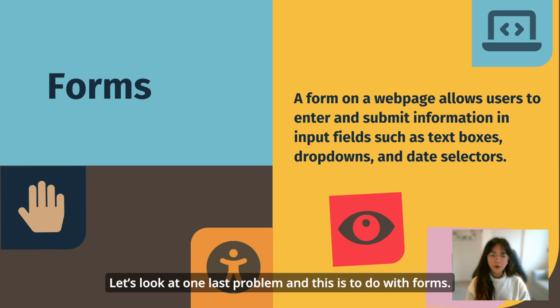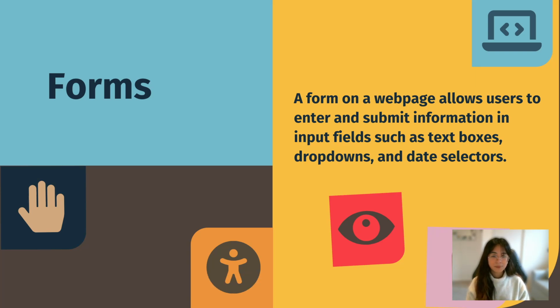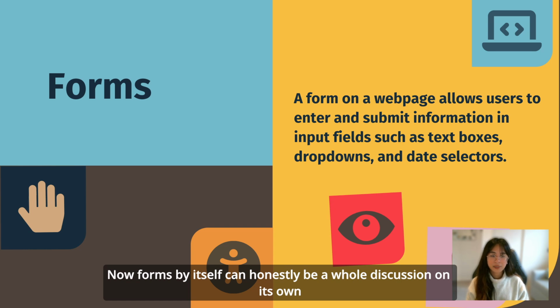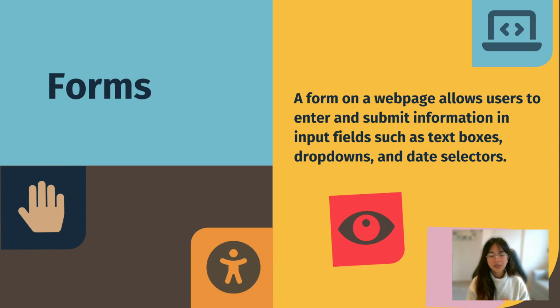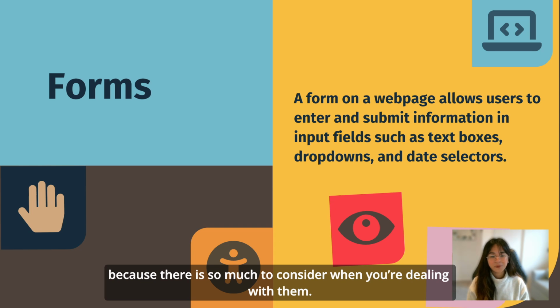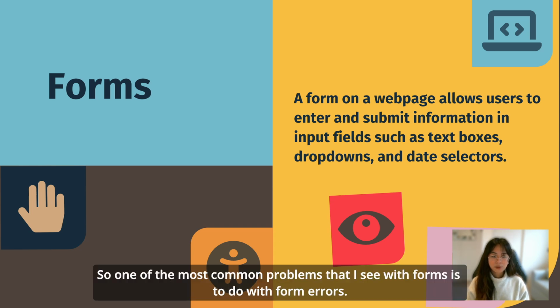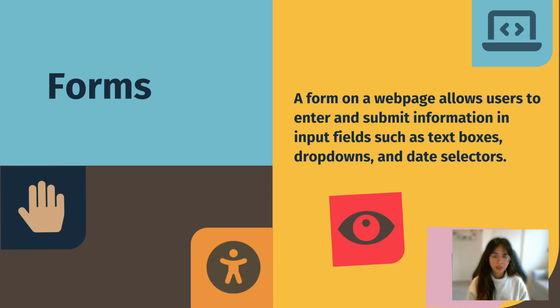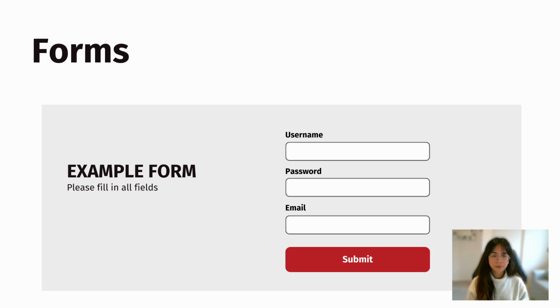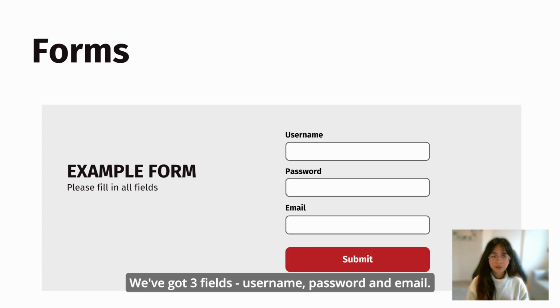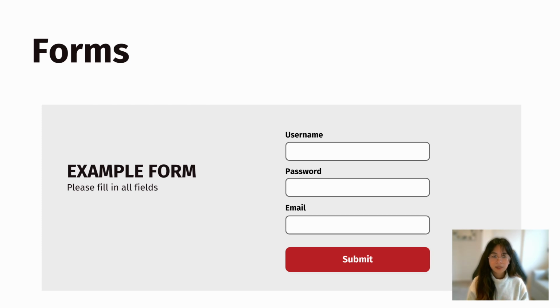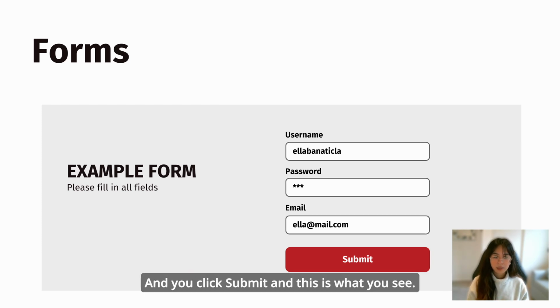And then let's look at one last problem, and this is to do with forms. Now, forms by itself can honestly be a whole discussion on its own because there is so much to consider when you're dealing with them. But for now, we'll just focus on the important and immediate things that you need to know. One of the most common problems that I see with forms is to do with form errors. So let's take a look at this, for example. We've got three fields: username, password, and email. Now let's say you filled in all of the fields like this, and you click submit, and this is what you see.